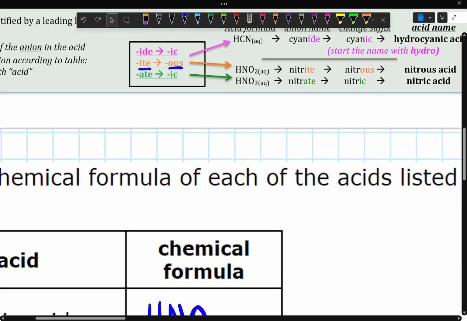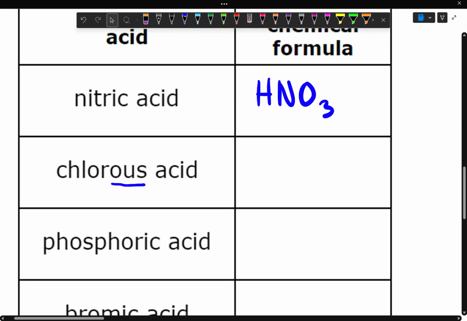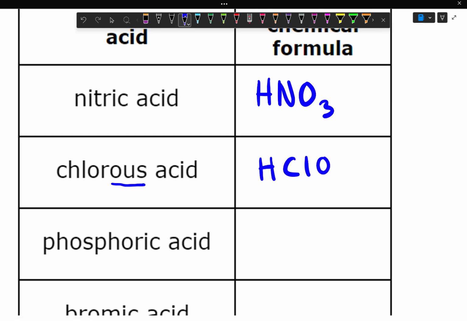So let's write this out. We start with our hydrogen, and we write our ion, ClO2. Now what about our charges? Well, ClO2 has a -1 charge, and hydrogen has a +1 charge. Those charges will cancel, meaning that HClO2 is our final answer for this one.